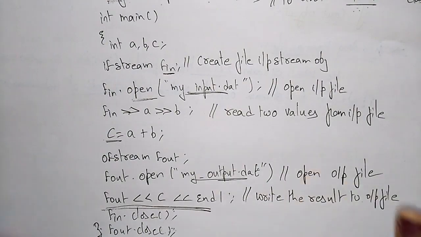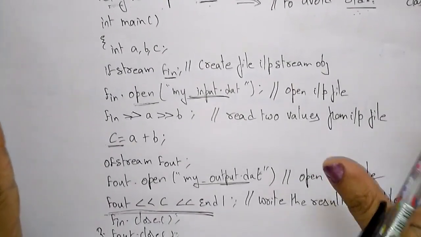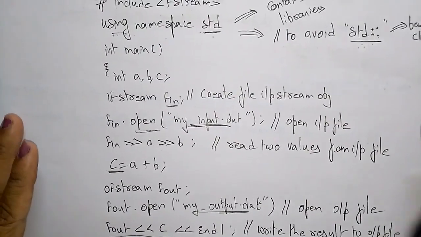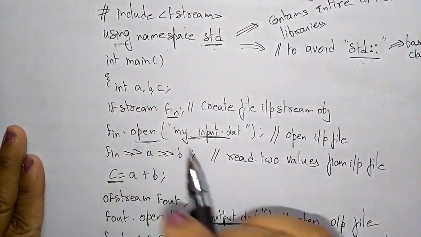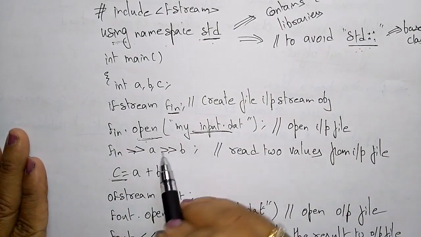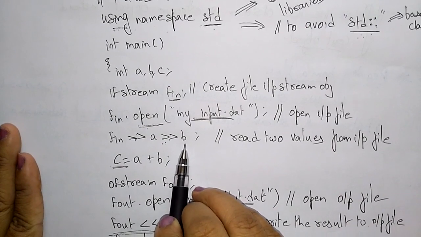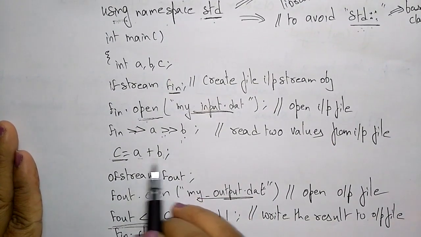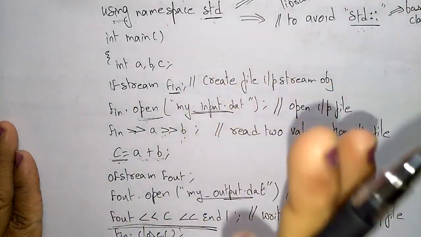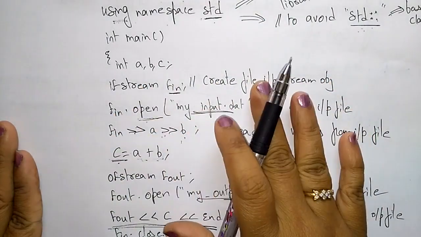So this is the example for file input output with C++. What we have done here, we have just taken some values. We open an input file. In that input file, the values A and B will be there. On those values I perform some operation and that result will be stored in C. So up to here the result is stored in C, that's it.